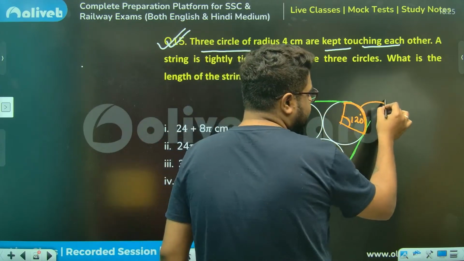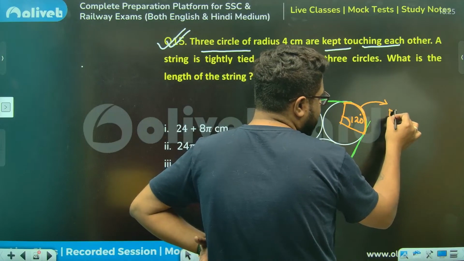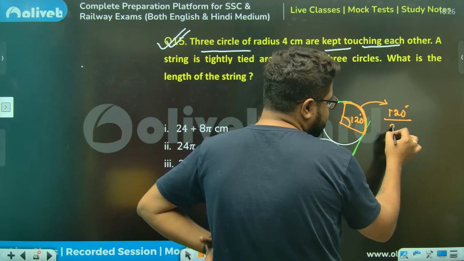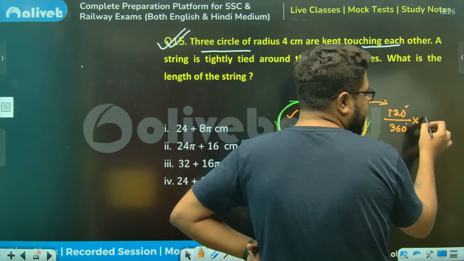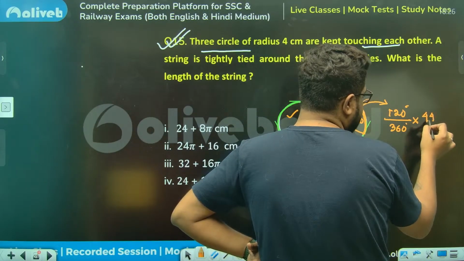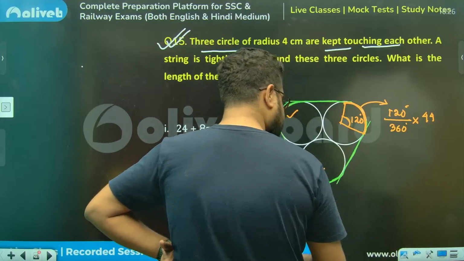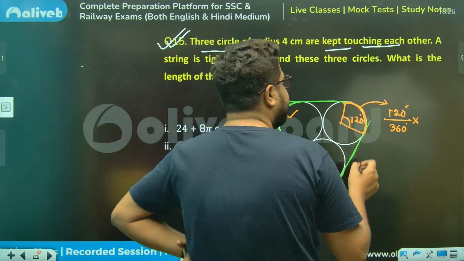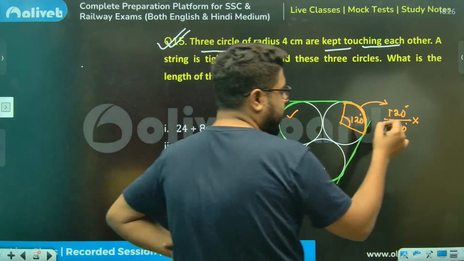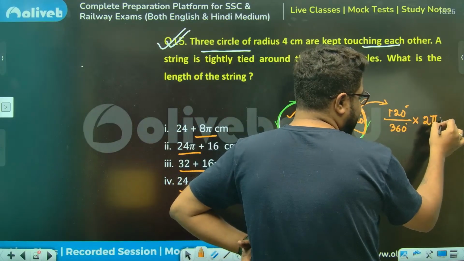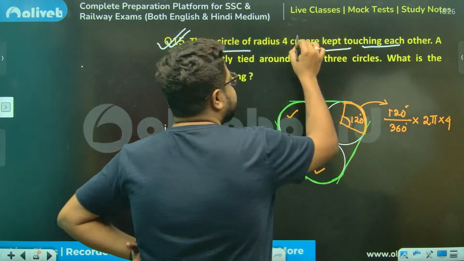So first I will just get this length, sir. This length is an arc length. How much? 120 degrees by 360 degrees, unitary method, sir, into 2 pi r. अच्छा, options में pi है, so we'll keep the pi. So 2 pi, R is 4, sir. R is given as 4.